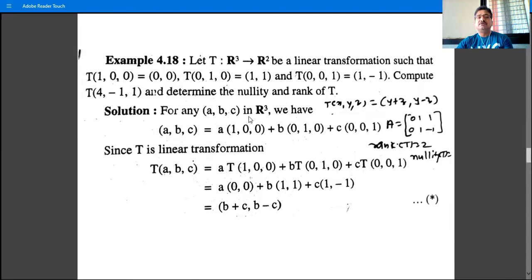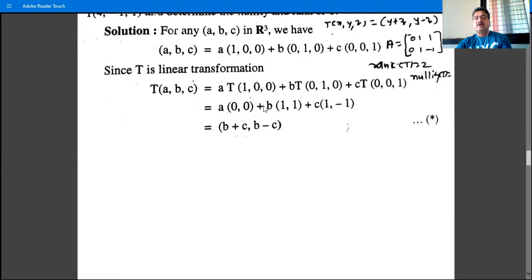(1, 0, 0), (0, 1, 0), and (0, 0, 1). So write, suppose (x, y, z) belongs to R3 is any element. Then (x, y, z) is equal to x(1, 0, 0) plus y(0, 1, 0) plus z(0, 0, 1). And then apply T on both sides. T of (x, y, z) is equal to x T(1, 0, 0) plus y T(0, 1, 0) plus z T(0, 0, 1).